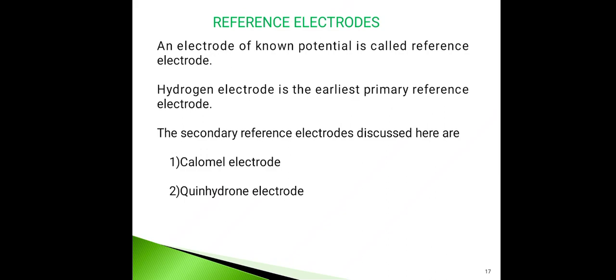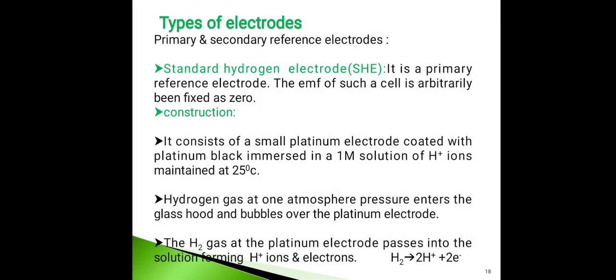These secondary reference electrodes have examples like the saturated calomel electrode, glass electrode and quinhydrone electrode, and even the silver chloride electrode, which are important examples of secondary reference electrodes. Coming to the very important primary reference electrode, that is the standard hydrogen electrode, we have discussed this primary reference electrode. Its EMF is taken as, and fixed at, 0.